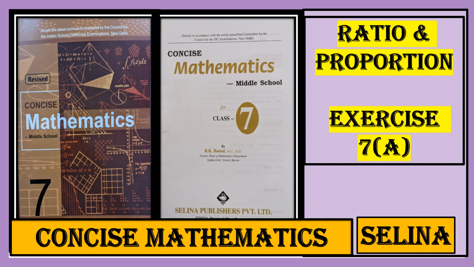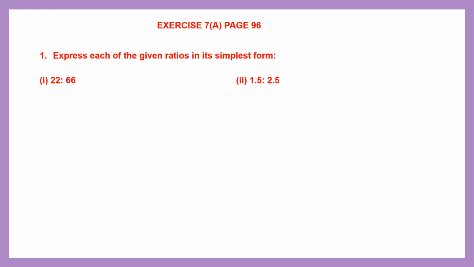Hello students, let's do ratio and proportion exercise 7a. So we are on page number 96 and question 1 says express each of the given ratios in its simplest form. So a ratio is when you divide one quantity by the other, showing a relationship between the two quantities.